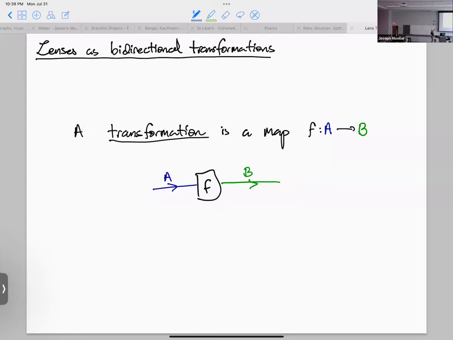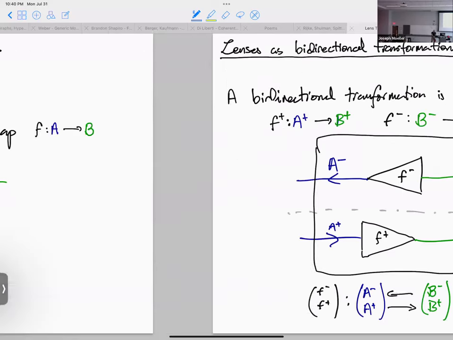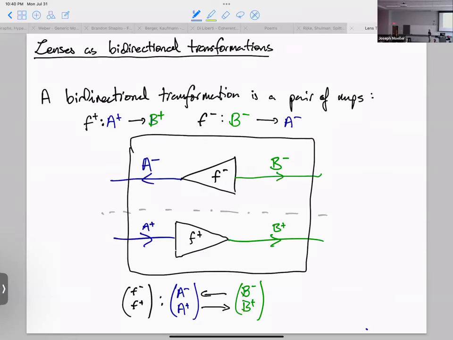And then the f, the function, in the arrow notation, was something one-dimensional, like an arrow. And now it's something zero-dimensional. It's a box that lives at a point. We think of it as a black box that transforms the information carried on the A wire and turns it into something that can be carried on the B wire. So this is just a transformation. A bidirectional transformation is effectively just a pair of maps, one which goes forward and one which goes backwards. So I've written them up here.